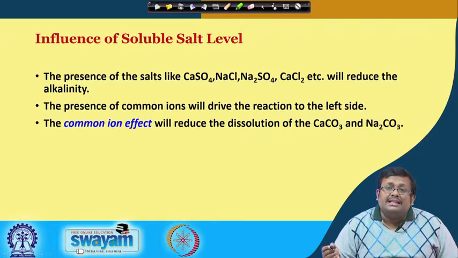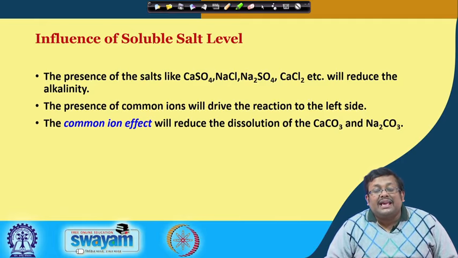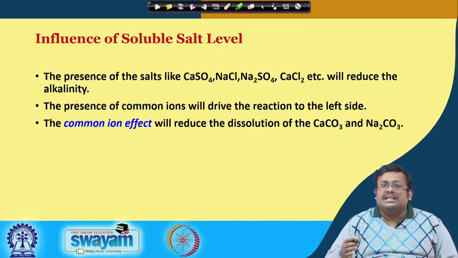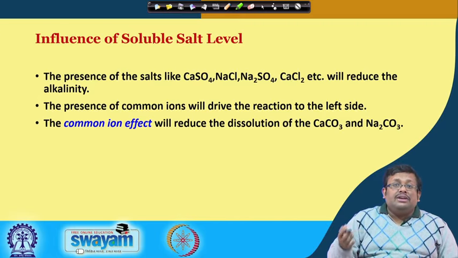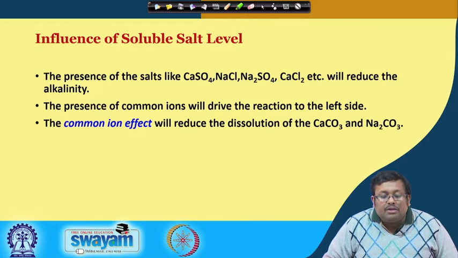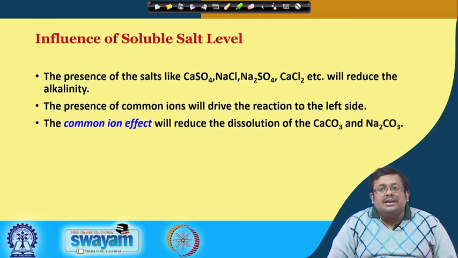Now, another cause is the influence of soluble salt level. So, the presence of salts like calcium sulphate, sodium chloride, sodium sulphate, calcium chloride, these are neutral salts, etc., will reduce the alkalinity, because of the presence of common ions, for example in case of sodium chloride. So, the common ion here is sodium.